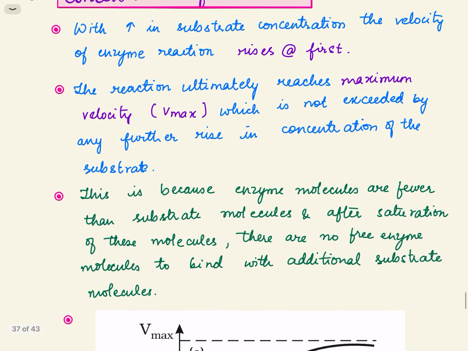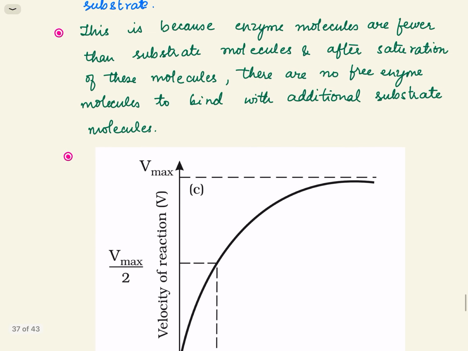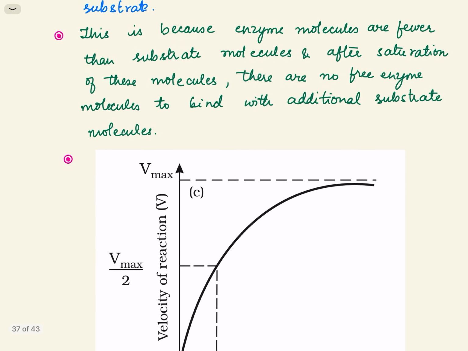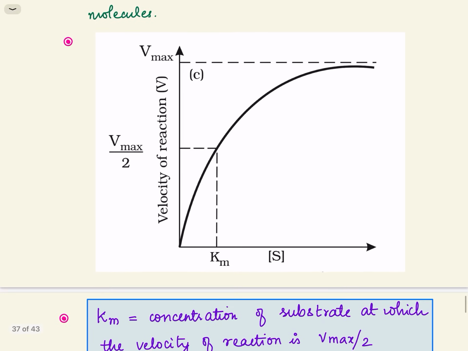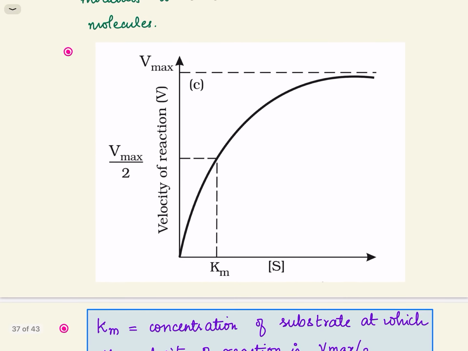This is because enzyme molecules are fewer than the substrate molecules, and after the saturation of these enzyme molecules, there are no more free enzyme molecules to bind with additional substrate. Therefore, after the Vmax is attained, this is very simple, okay? If all the enzyme molecules are attached to substrate, will there be any left out enzyme molecules? No. Therefore, this is what is known as Vmax.